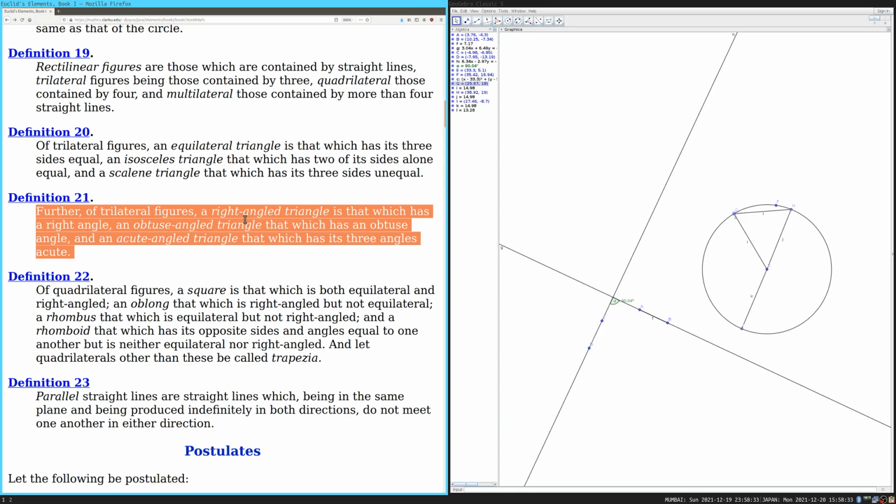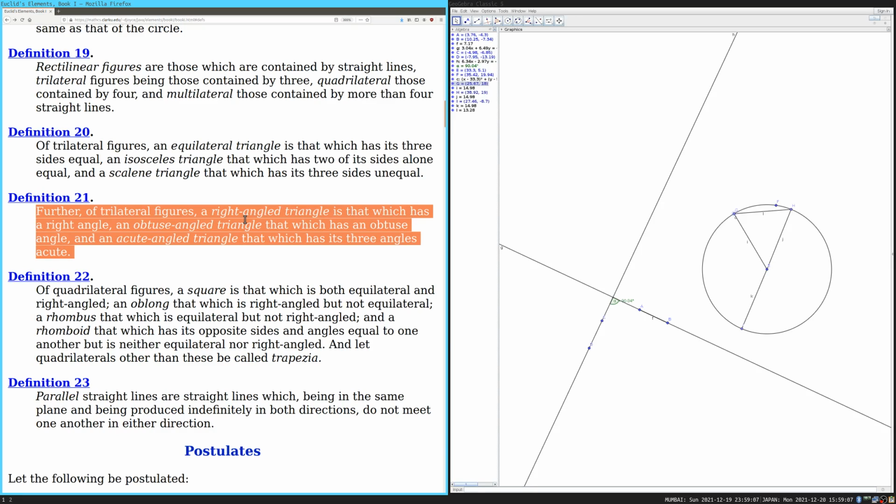Of quadrilateral figures, a square is that which is both equilateral and right-angled. An oblong is that which is right-angled but not equilateral. A rhombus is that which is equilateral but not right-angled. And a rhomboid is that which has its opposite sides and angles equal to one another. Okay, well, let's start over. A square is both equilateral and right-angled. An oblong, which today we call a rectangle, is right-angled but not equilateral. Okay, that's what an oblong is.